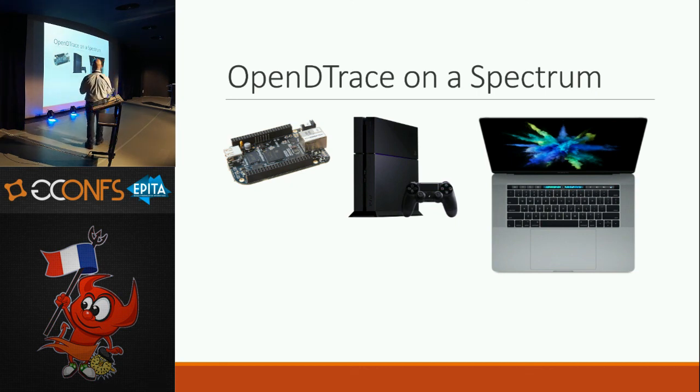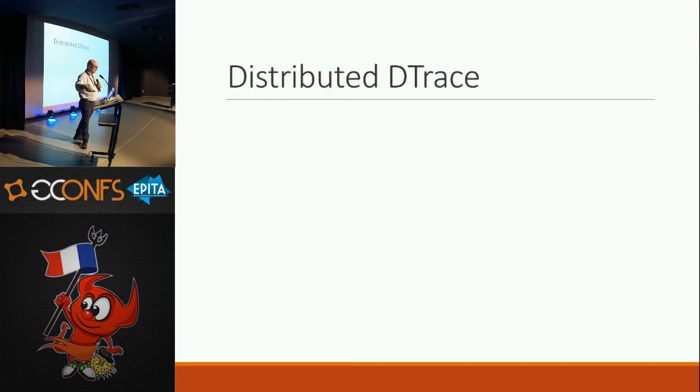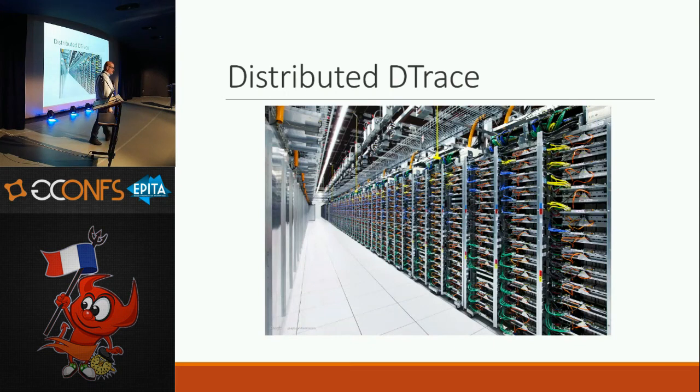This is a BeagleBone Black. This is what Robert Watson teaches on. This is a PS4. This is a machine that half of you have on your desk in front of you. So there you go. OpenDTrace needs to be able to run on a spectrum of machines, from small memory to large memory, from low-powered processors to high-powered processors. Right. So our goal with distributed DTrace is to be able to run the same dscript that we run on all those small machines across however many nodes that is. I didn't count when I started to from the internet.